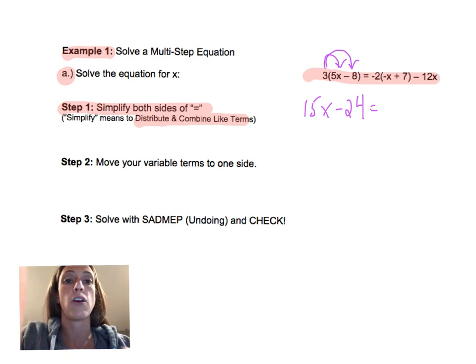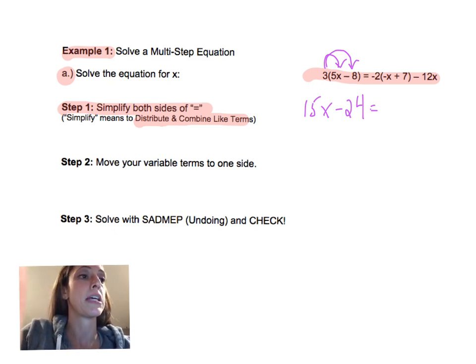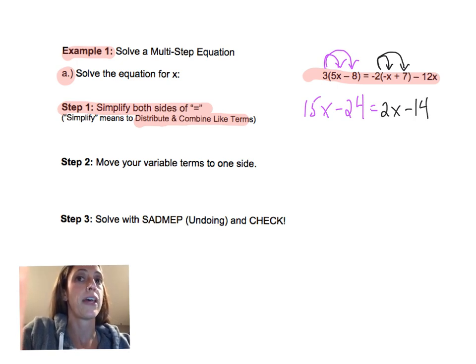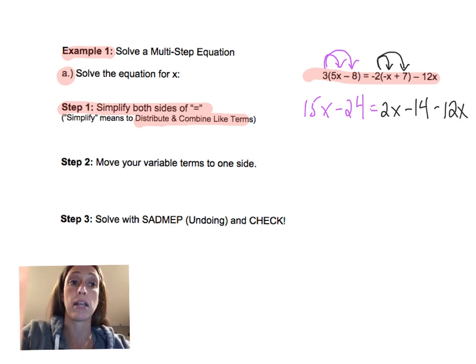And then I want to also go ahead and simplify the right side of that equal sign. So I'm going to distribute the negative 2 to the negative x. And negative times a negative is positive, so that'll be 2x. And then negative 2 times positive 7. The product of those two things is negative 14. And then I'll do minus 12x. Okay, so that was distributing.